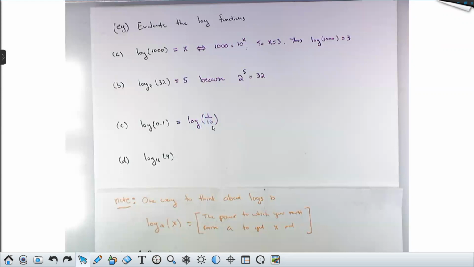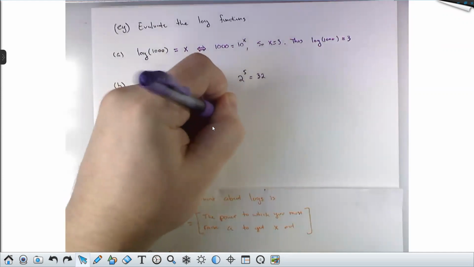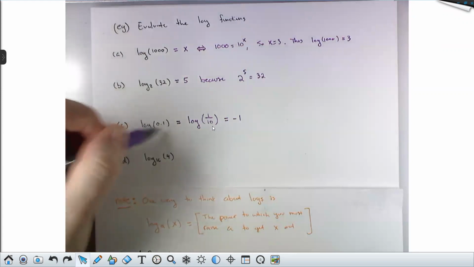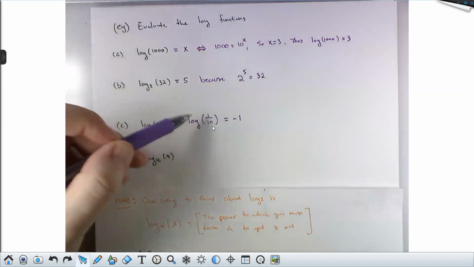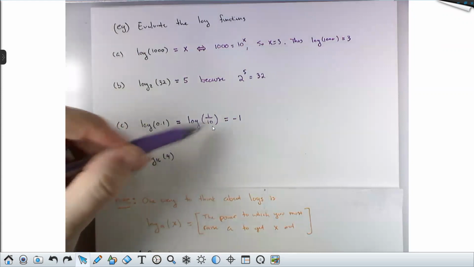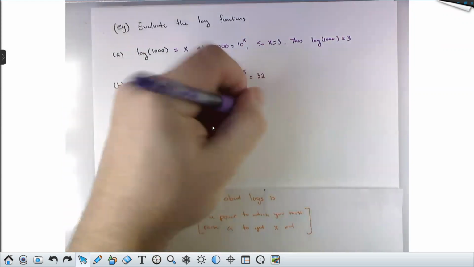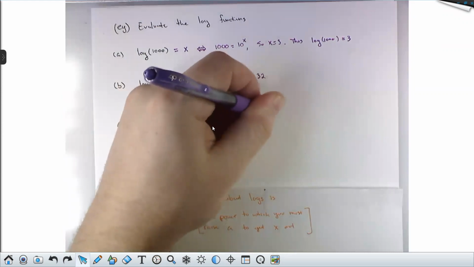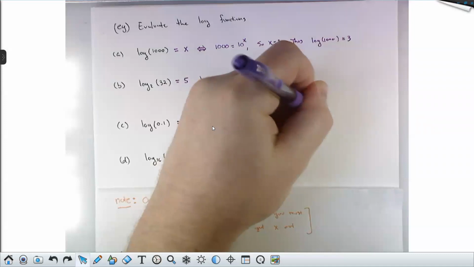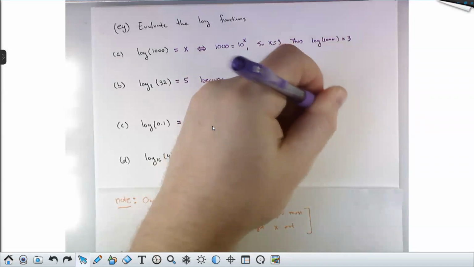-1. Excellent, -1. So the base 10 log of 0.1 is the base 10 log of 1/10, because 0.1 is 1/10. And that is equal to -1, because 10 to the -1 is 1/10, or 0.1.